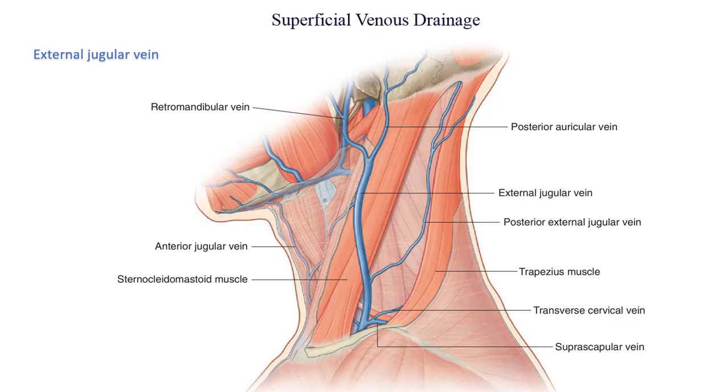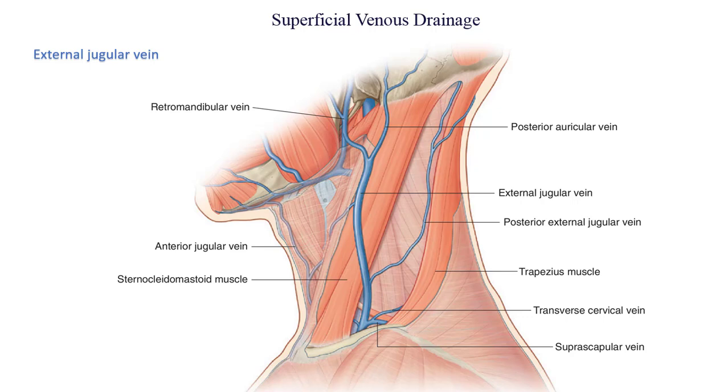The superficial venous drainage consists of the external jugular vein and its tributaries, which drain a limited area of tissue. The external jugular vein is formed by the union of the posterior auricular and retromandibular veins just posterior to the angle of the mandible, sometimes within the body of the parotid gland.